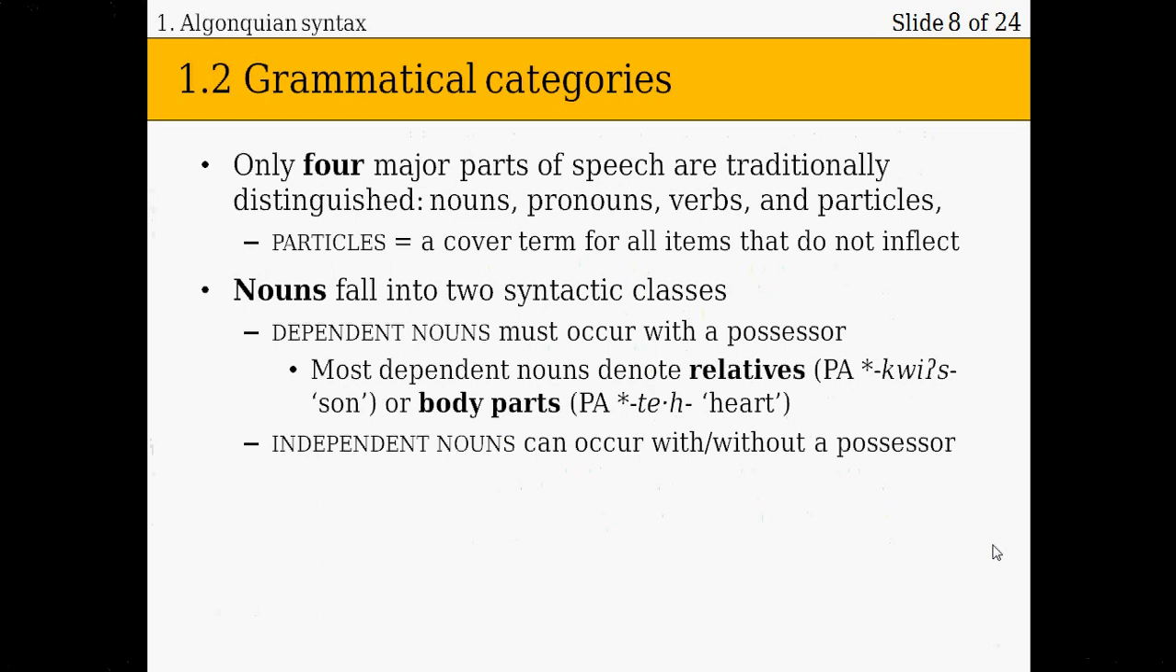And then there are other nouns that don't have to have a possessor. So nouns like tree or house or shoe, they can be possessed, but they don't have to be. These are called independent nouns.